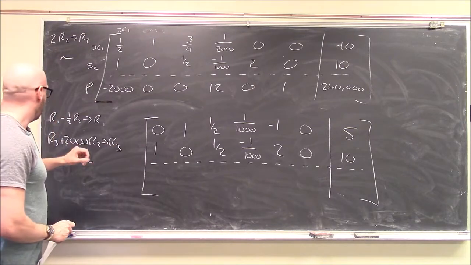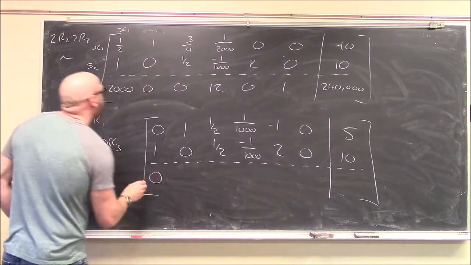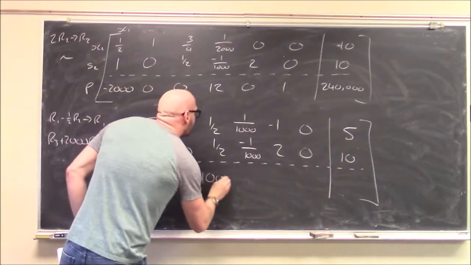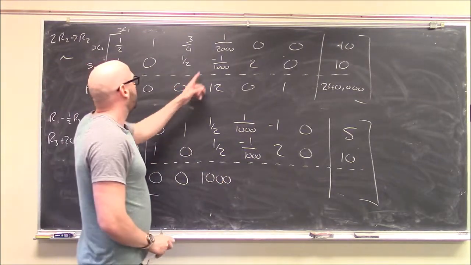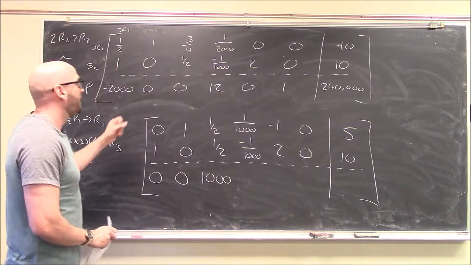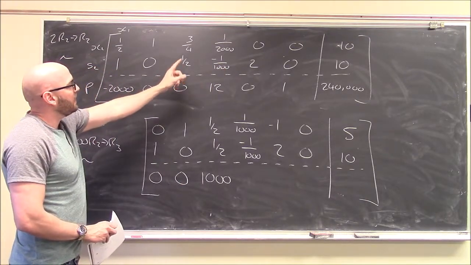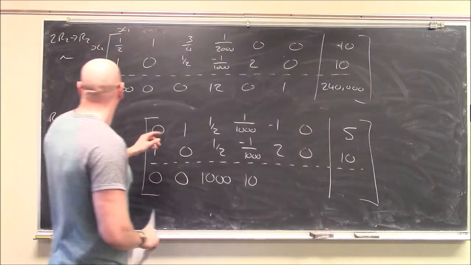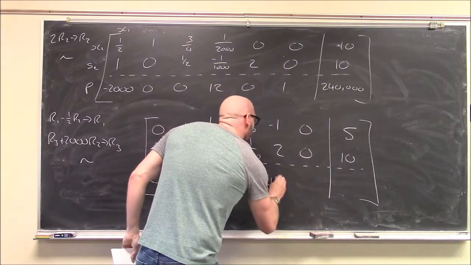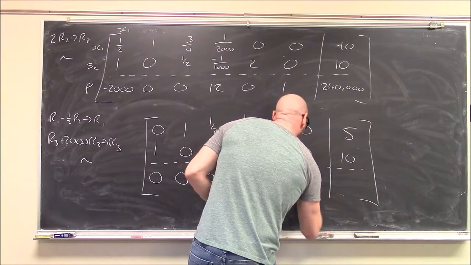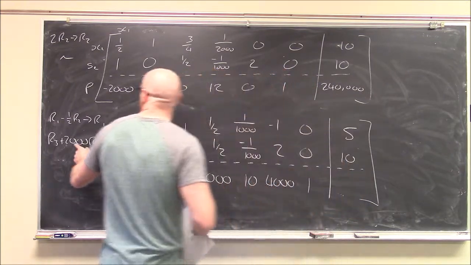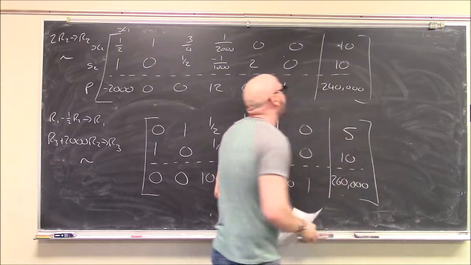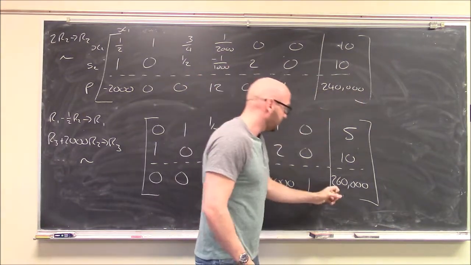And now we're down to the third row. I've got minus 2,000 plus 2,000 is 0, just like I wanted. 0 plus 0 is 0. 0 plus 2,000 times 1/2. 2,000 times 1/2 is 1,000, so that's 0 plus 1,000. 12 plus 2,000 times minus 1 over 1,000. That's minus 2,000 over 1,000, or minus 2. So 12 plus minus 2 is 10. And then I've got 0 plus 2 times 2,000 is 0 plus 4,000. Or sorry, 1 plus 0 is 1. And 240,000 plus 2,000 times 10. 2,000 times 10 is 20,000. Oops, my units are all wrong here. 240,000 plus 20,000 is 260,000.